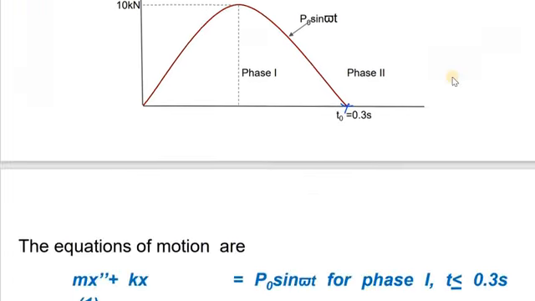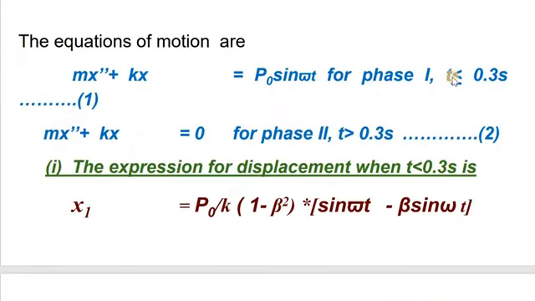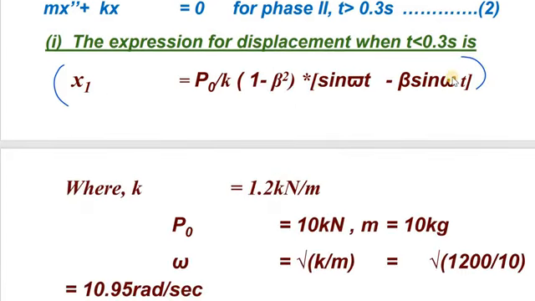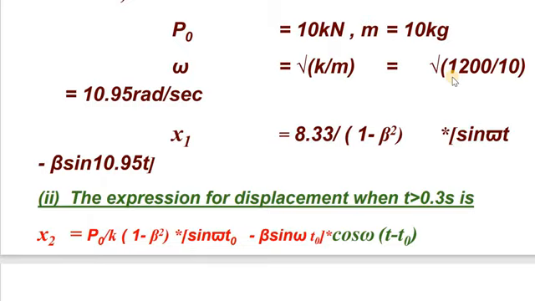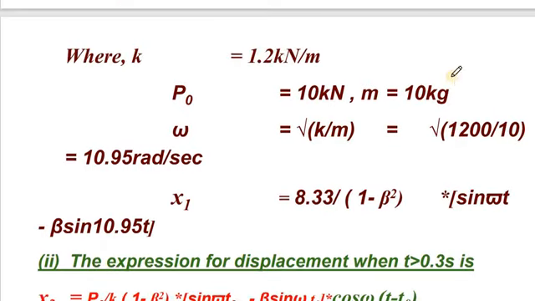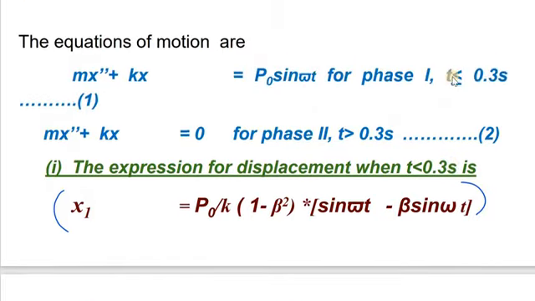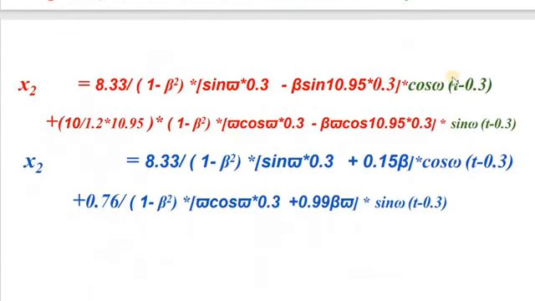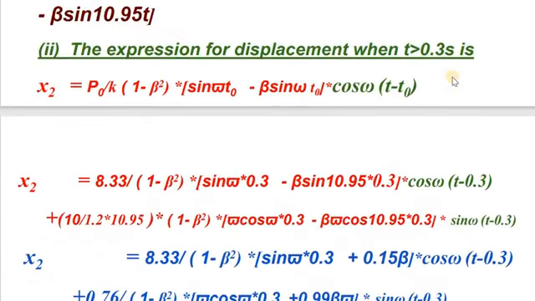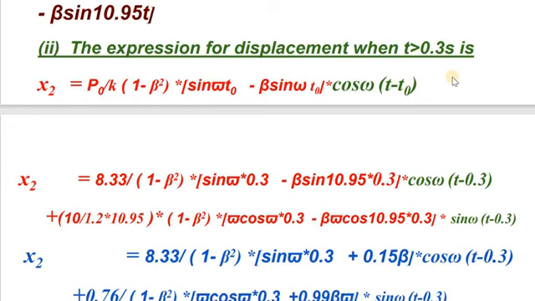So I need to derive the equations. Again, you can see these are my equations. For phase 1, the equation will be like this. For this derivation, you need to understand this equation. Then by substituting the values, here k is given, p is given, then I can find omega. Likewise, I can find the expression. Then for t greater than 0.3, this is my equation. So I need to find out x2 also.